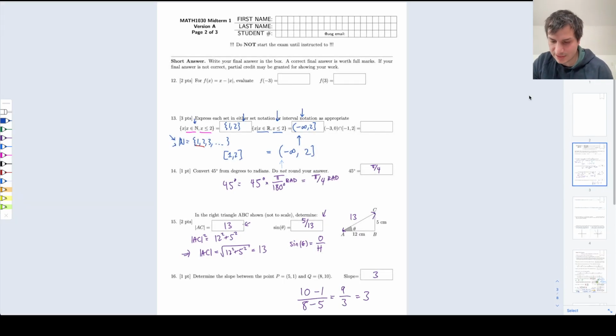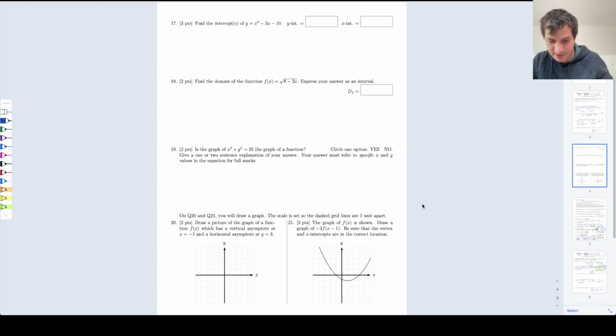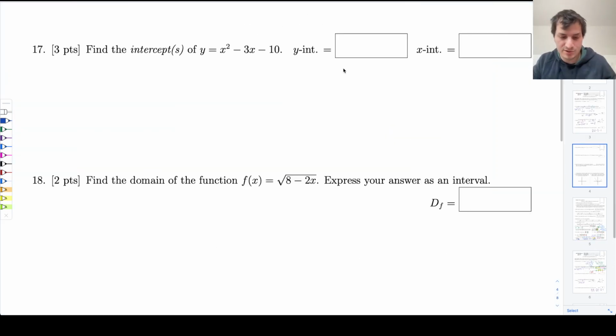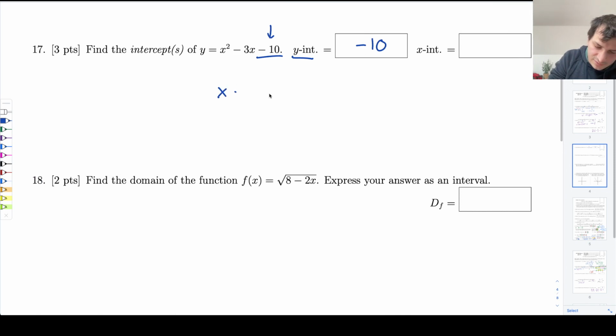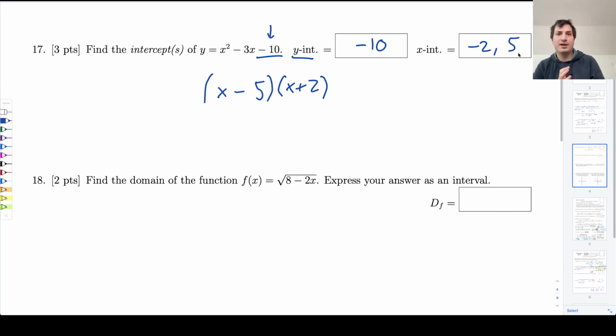And the other version of the exam has a very similar thing with a different equation. So the y-intercept is what you get when you plug in x equals 0. It's minus 10. It's just the number on the end here. And the x-intercept, you factor it as x minus 5 times x plus 2. So it's negative 2, 5 are the x-intercepts. You could have written this in a number of ways. You could have also written the coordinates out, but as long as you had negative 2 and 5, you should have gotten that mark. Okay, so that was actually relatively well done. Lots of half marks.